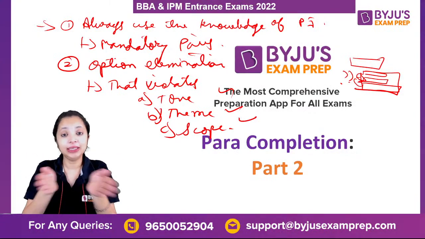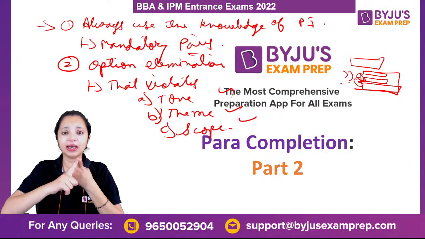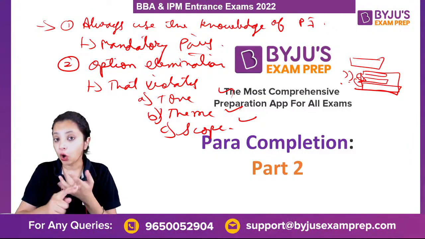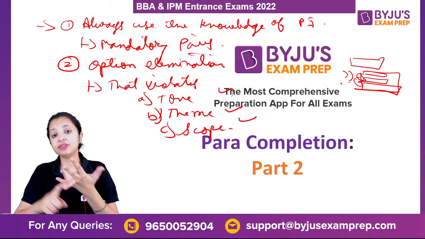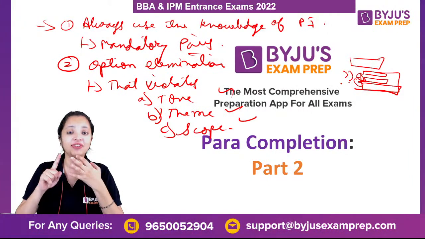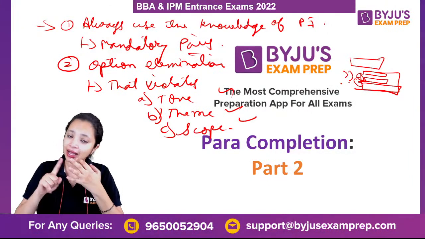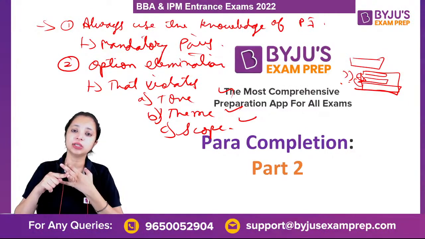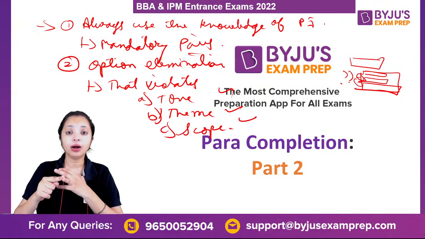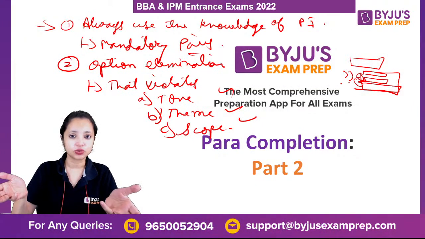So maybe the theme would be Pegasus. First paragraph could be describing what Pegasus software is. Second paragraph could be describing how this software is used. Third paragraph is describing who can use the software. So if my third paragraph has a missing line, my line has to talk about who is using the software only. Okay? It will not talk about how it can be used.